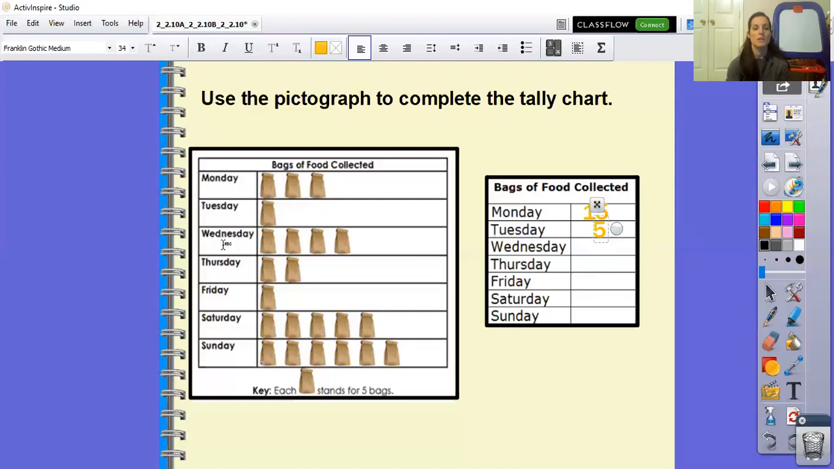Now looking at Wednesday, we have 4 of these bags, so we're going to count by 5s 4 times. So 5, 10, 15, 20. Looking at Thursday, it only has 2 bags. Counting by 5s again, 5, 10. Looking at Friday, as we can tell, had the same amount as Tuesday. We know that Tuesday has 5, or we could just simply count them, 5.